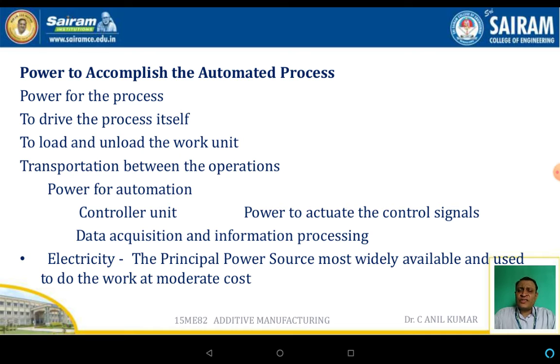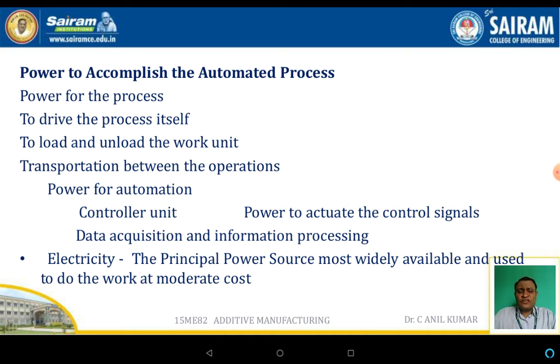power to accomplish an automated process. Power for the process to drive the process itself, or to load and unload the work unit, or to transfer the work from one station to another station, or the transportation between the operations. Power for automation, the control unit, and as well as power to actuate the control signals and data acquisition and information processing. The electricity is the main source for the power.